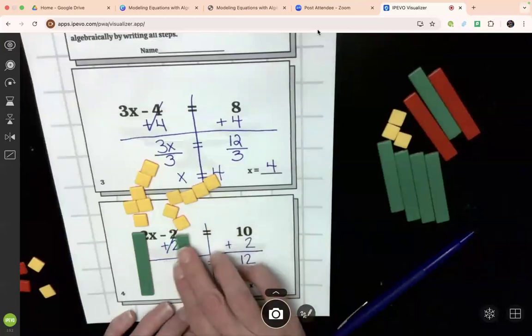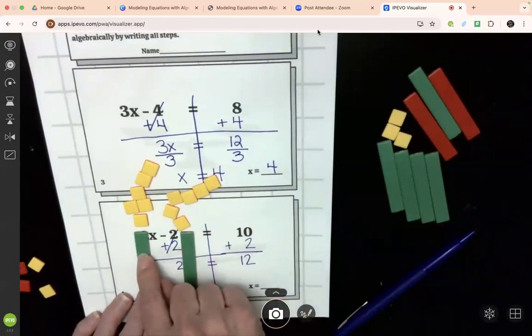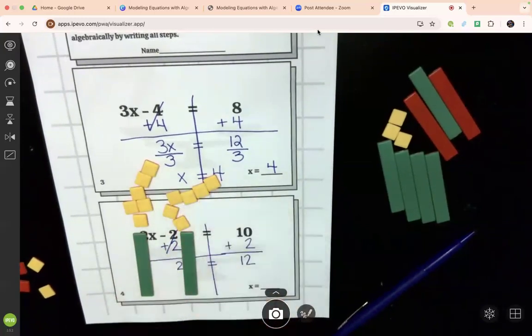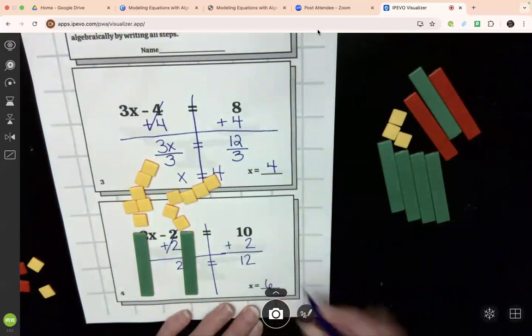All right, so I think they each got an equal amount. So this x has a value of 1, 2, 3, 4, 5, 6. Just to make sure, yep. So x should be equal to 6.